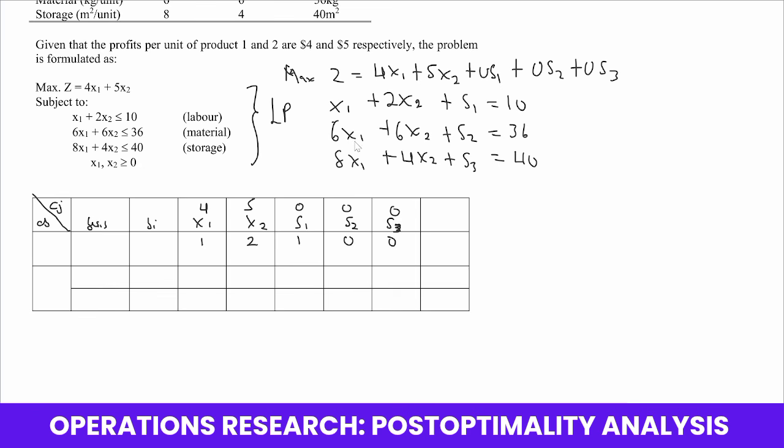And then the second one, we have the coefficient of X1 to be 6, and that of X2 to be 6, and then it is 1 here for S2 and 0 for S1 and S3. Let's do the same for the third one. We have 8 here, 4 here, 0, 0, 1. So here will be our ZJ.